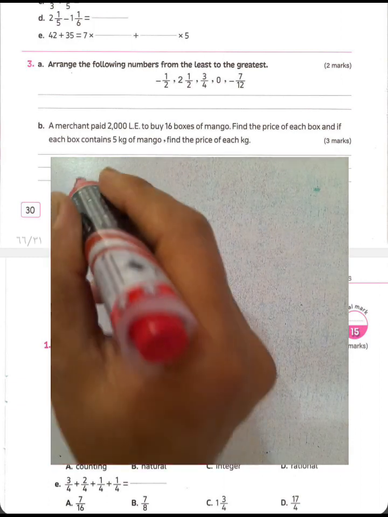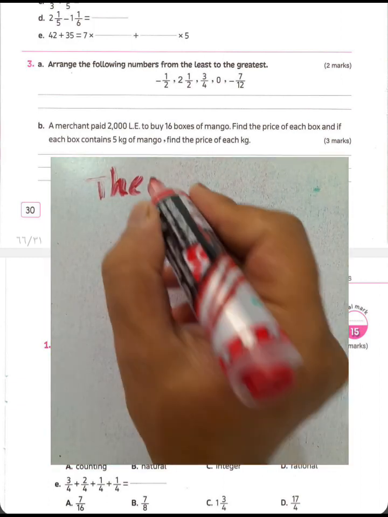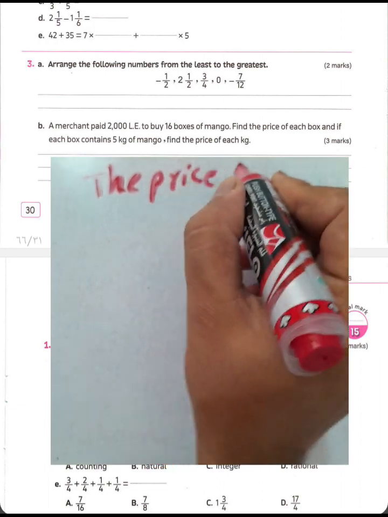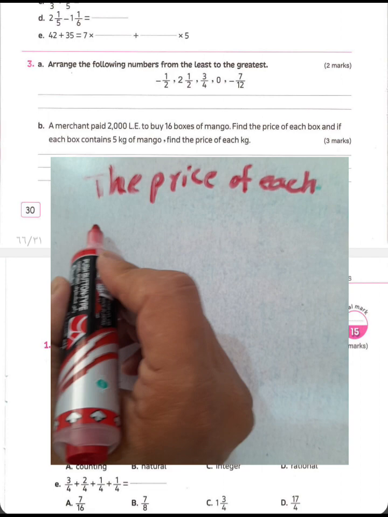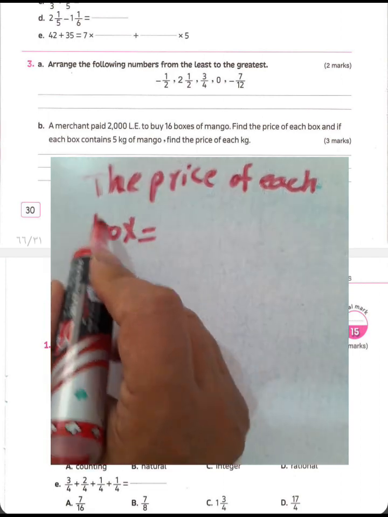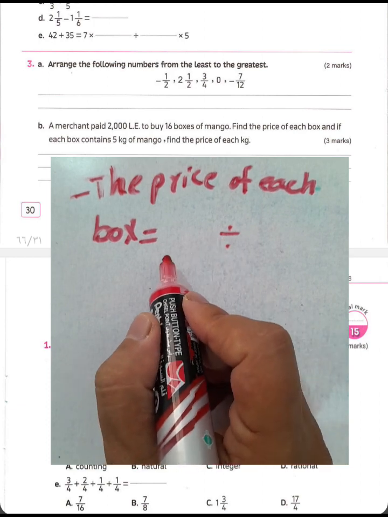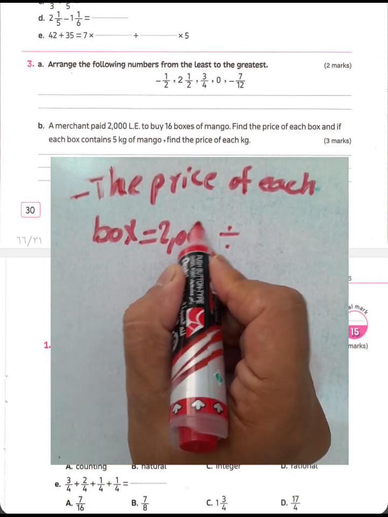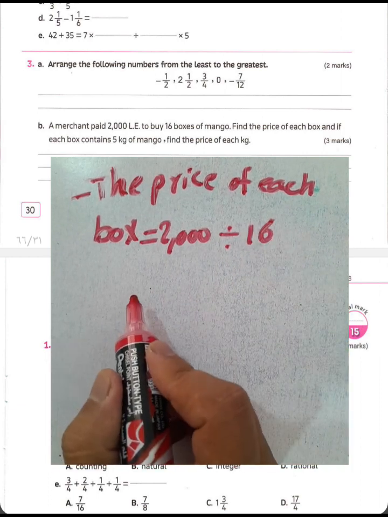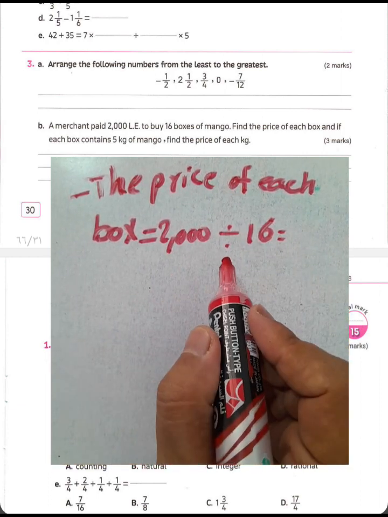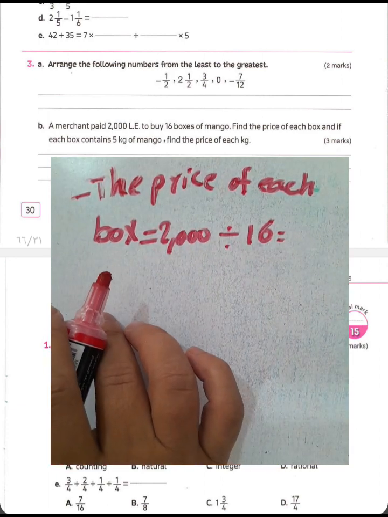You can write the price of each box. We can find the price of each box by using division. The total number 2000 divided by 16. We can use long division to find the result.